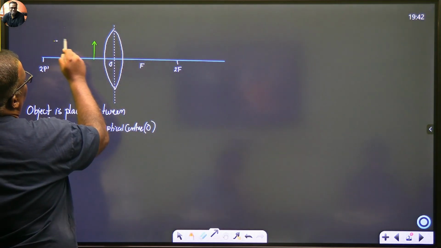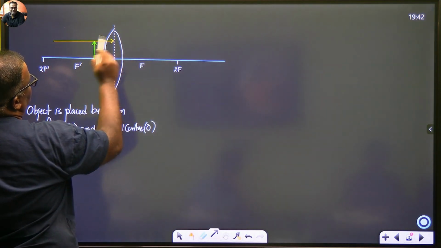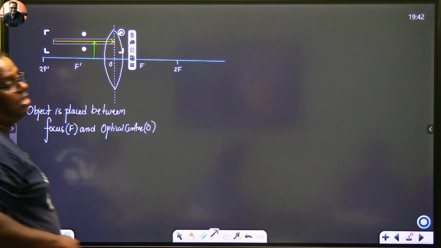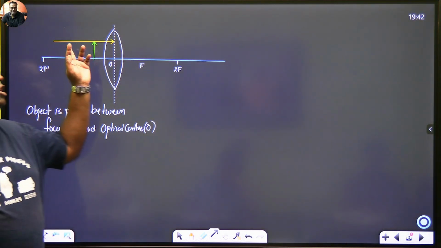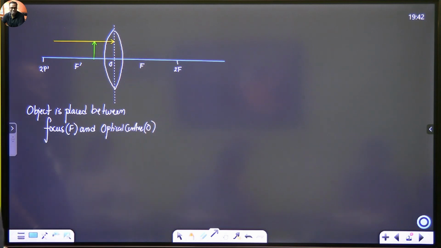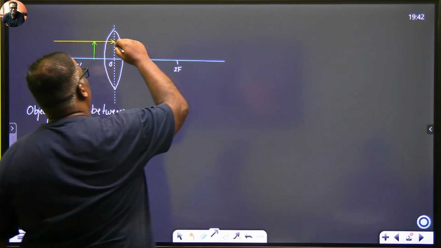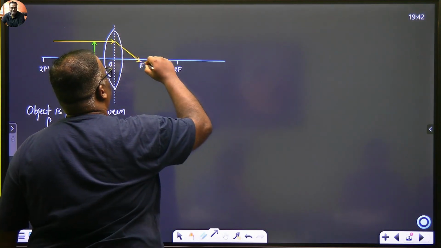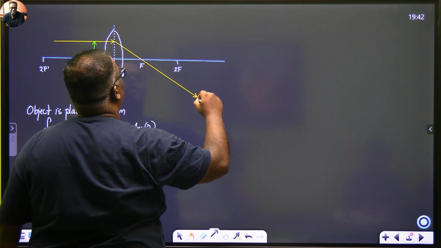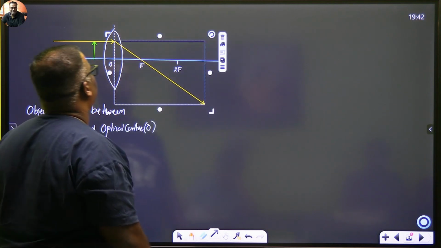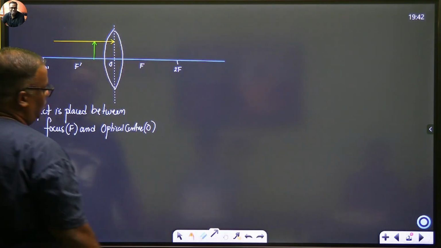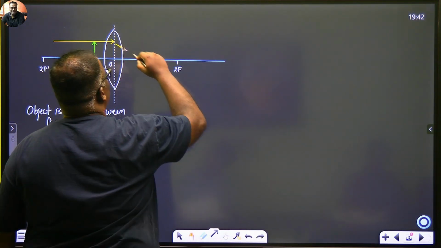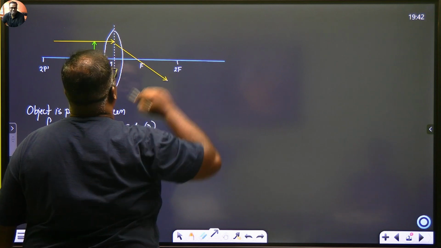For a ray of light which is parallel to the principal axis, all we need to find out is how the head of the object behaves. So I'm interested in the ray which is going through the head. Understood? It will always pass through the focus. Rule number 1. Do you remember? Right? And the second rule, it will always pass through the focus.